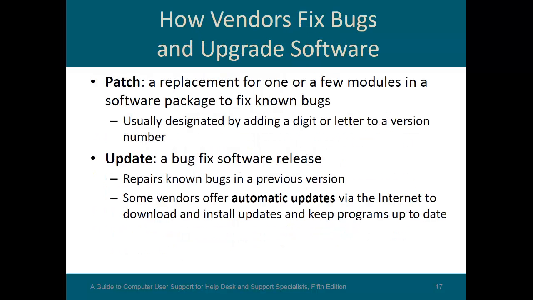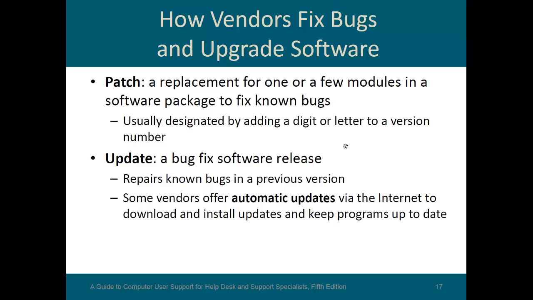A patch is a replacement for one or a few modules in a software package to fix known bugs. Unfortunately, sometimes the patches actually cause new unknown bugs that can cause computer crashes or software problems. They're usually designated by adding a digit or letter to a version number, such as 1.0 might be the first version, and then a revision might be 1.1, 1.2, etc.